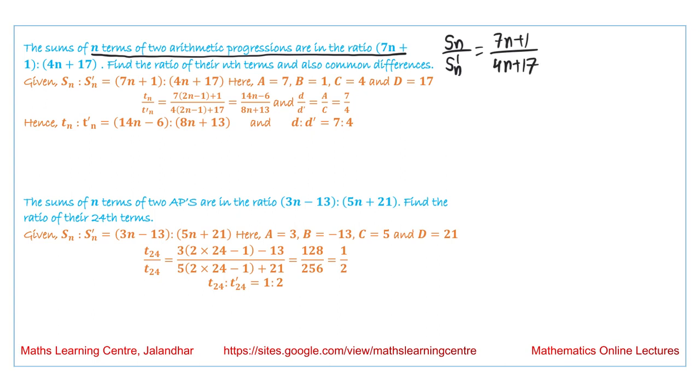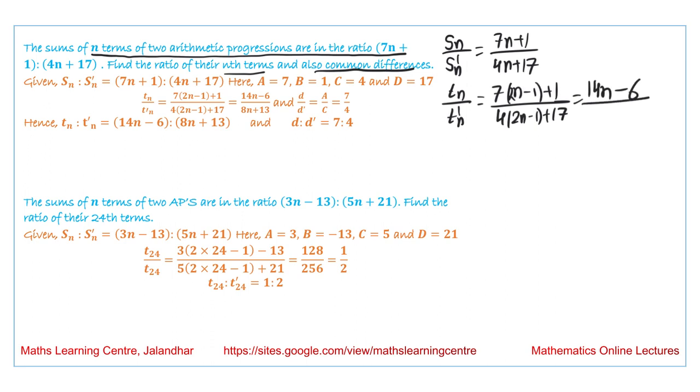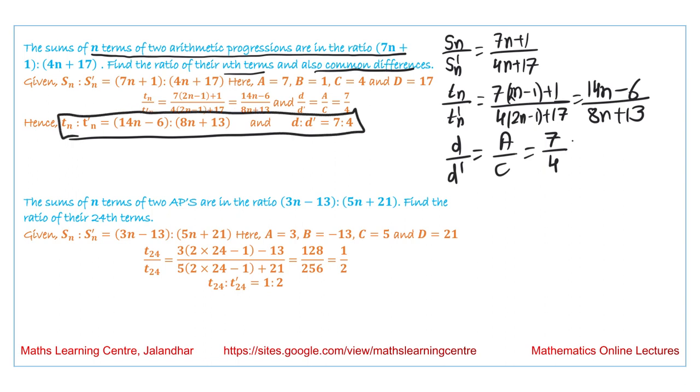We have to find the ratio of their nth terms and also the common difference. So we know the formula: Tn over Tn dash will be equal to (7(2n − 1) + 1) divided by (4(2n − 1) + 17). The answer we obtain is (14n − 6) divided by (8n + 13), and d by d dash is equal to a by c, that is equal to 7 by 4. So these are the two answers that we will have in this case.